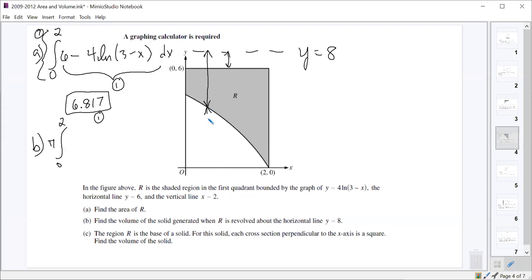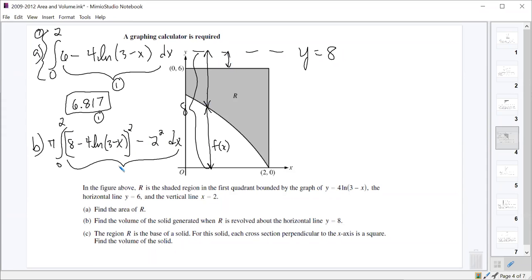And since this piece is just f of x, and the whole thing is 8 units, what should our outer radius be? Should be that full 8 units minus f of x. So 8 minus 4 ln 3 minus x, squared, minus our inner radius, and that's just our 8 minus 6, or 2, squared dx. 2 points for having the right thing in the integral. And what did you get for the answer there?